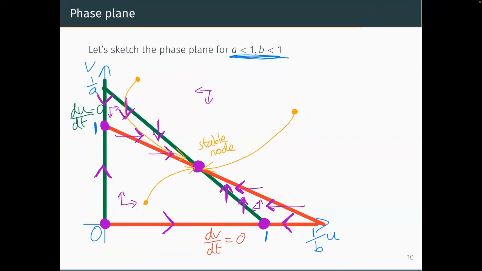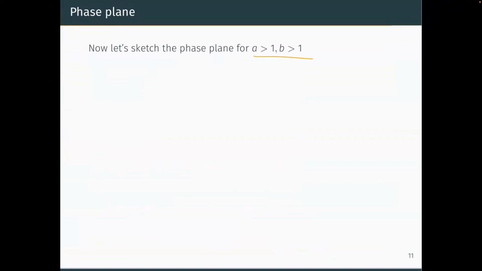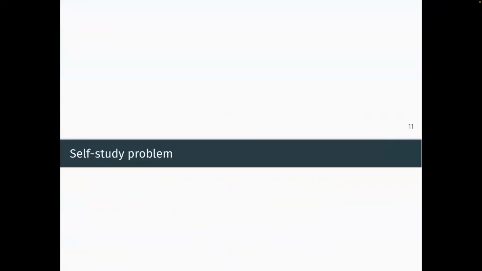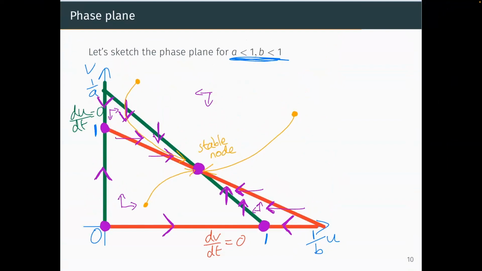Okay, there is one other version to look at, which is a phase plane when A is greater than 1 and B is greater than 1. I'm going to leave that as an exercise. And in fact, the self-study problem is looking at the other combinations as well. We've actually already found our direction field. Okay, so you don't need to find the direction field again. All that's changing is the orientation of our nullclines.